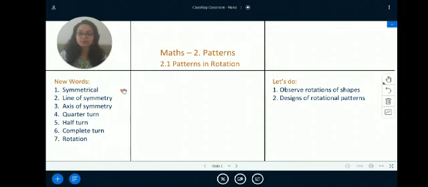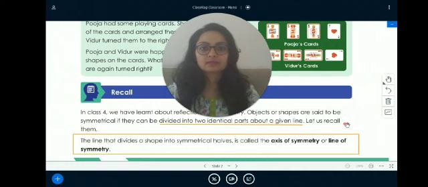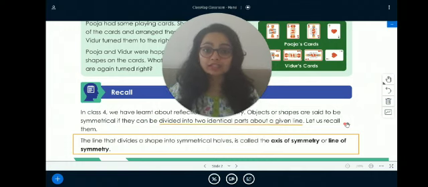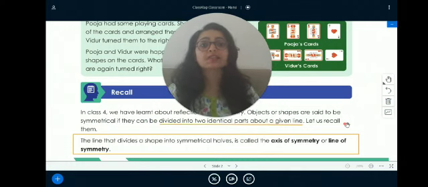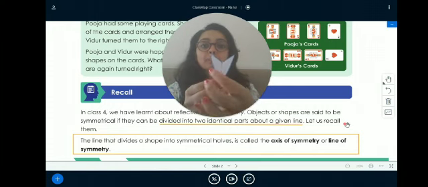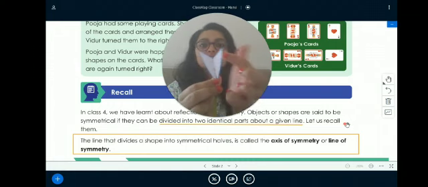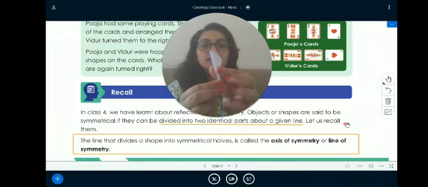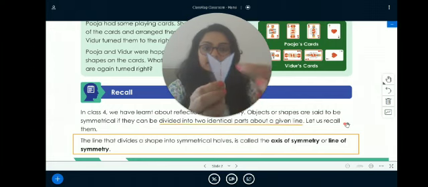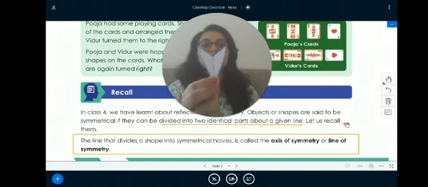So students, let us begin this lesson with recalling what we know. We have seen that the objects which are divided in two equal halves by a line, they are symmetrical. Or in other words, if I fold this shape around this line, I'll get two parts which are exactly matching with each other. So this line will be called as line of symmetry.